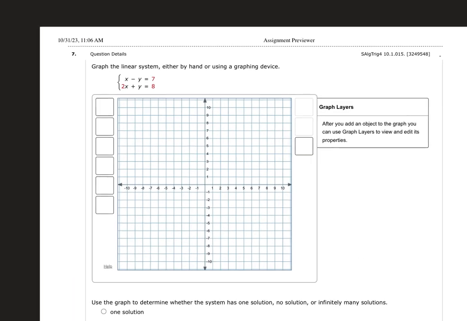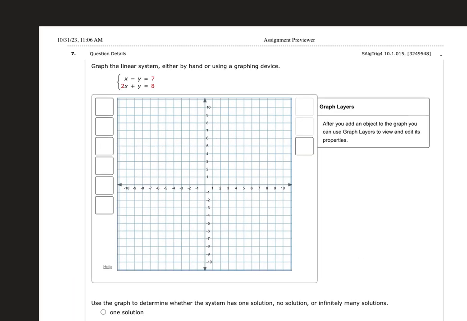This one says, graph the linear system by hand or graphing device. Easy to do as long as I put this in slope-intercept form. So I'm going to add y to both sides and subtract 7 so that I get y equals x minus 7. Now I can go ahead and I can graph this, right? There it is right there.